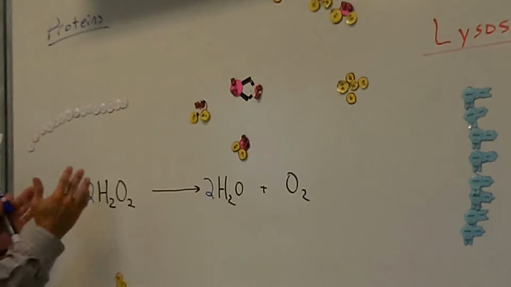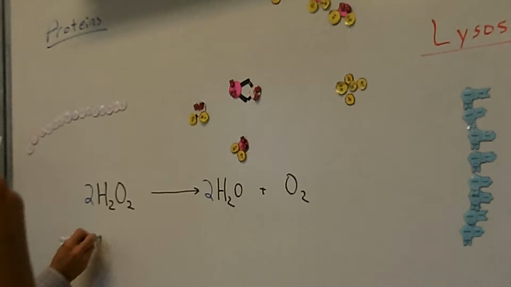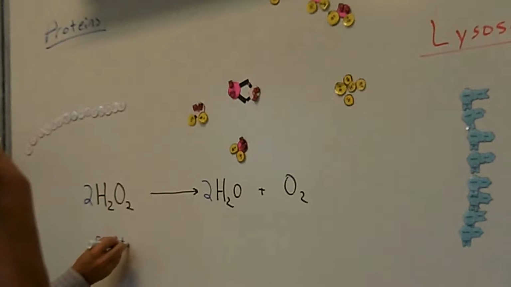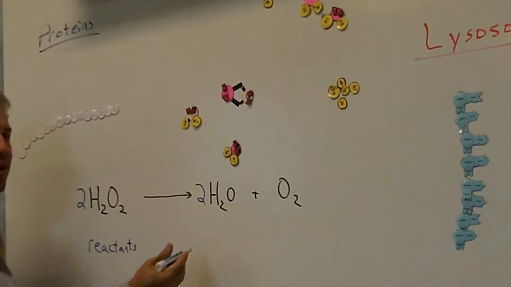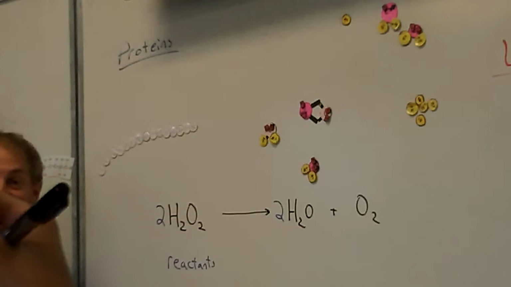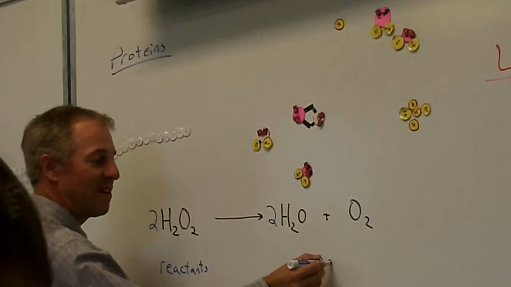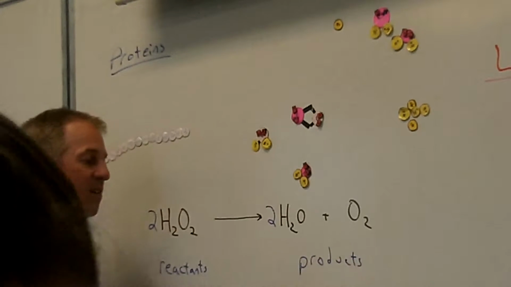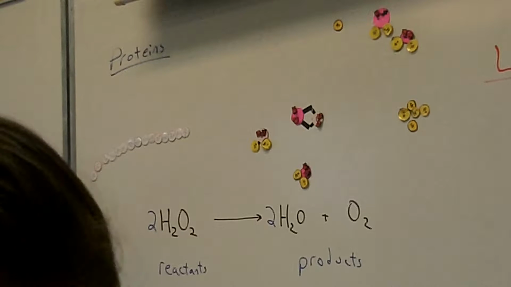The things that you start with in a chemical equation are called the reactants. And what you finish with in a chemical equation, you know what those are called? Have you learned this before? The products. Have you ever heard of the product of a reaction? That's what you end up with.